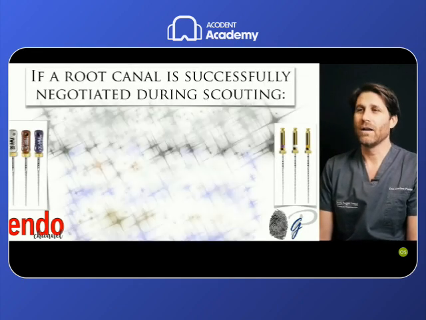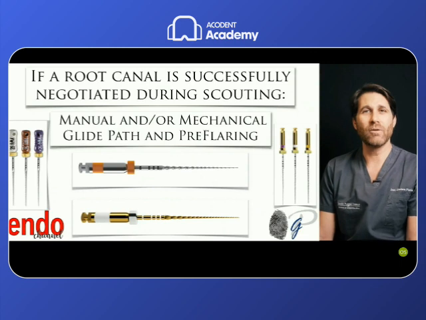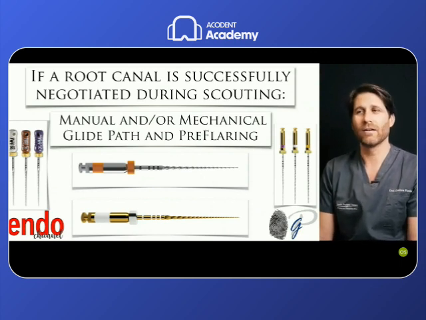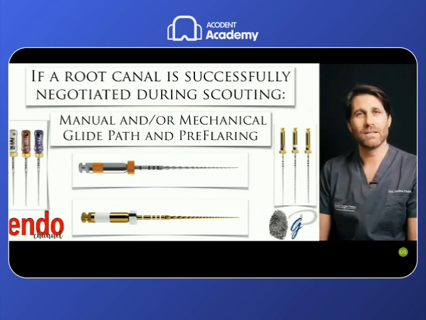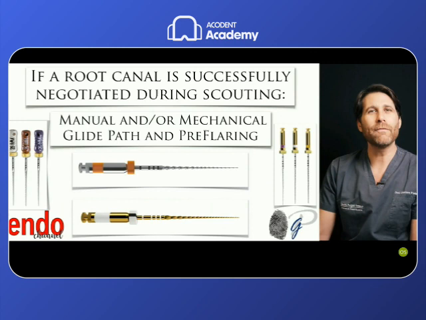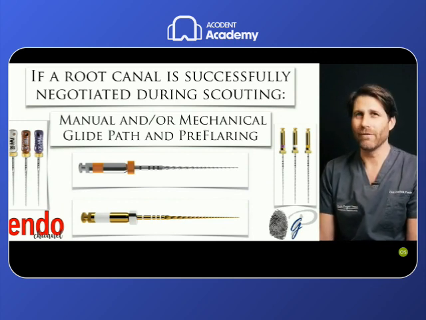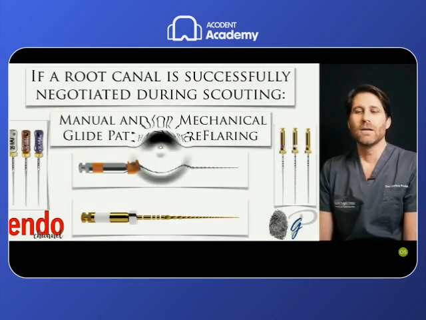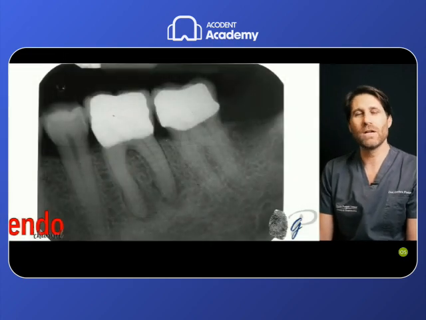If a root canal is successfully negotiated during scouting in these standard cases with stainless steel 6 and 8 files, then we have a scouted, negotiated root canal in which we have to prepare the glide path. And we can do it with manual files or by preparing the mechanical glide path and pre-flaring. This is up to the clinician what they prefer to do.